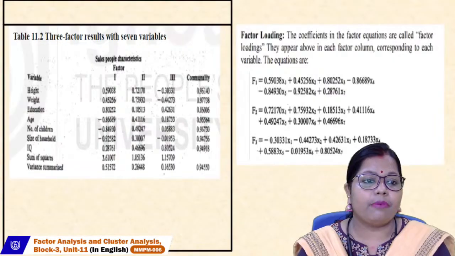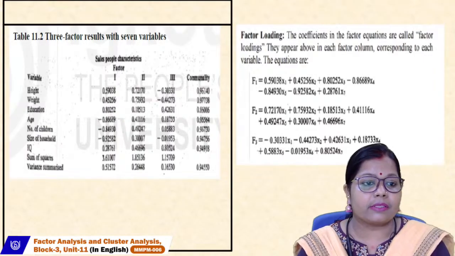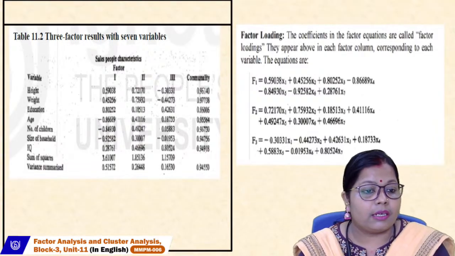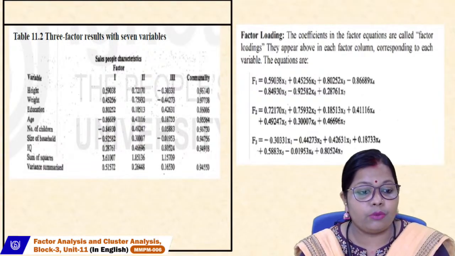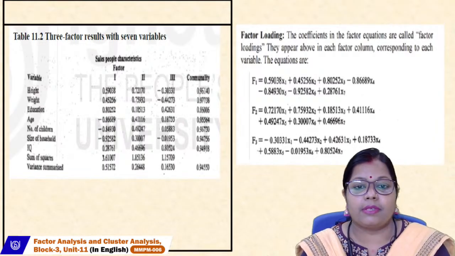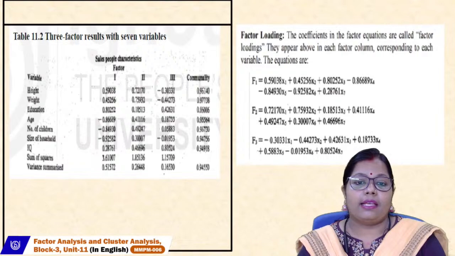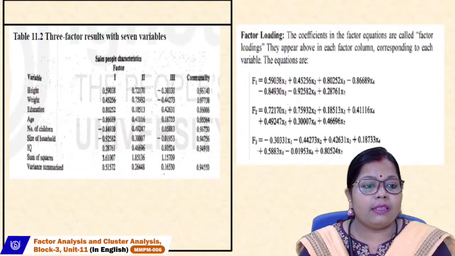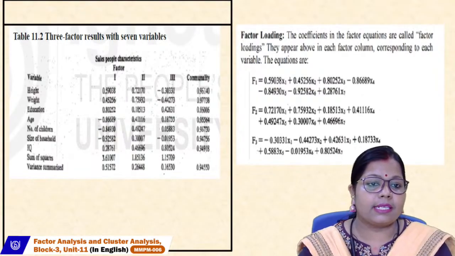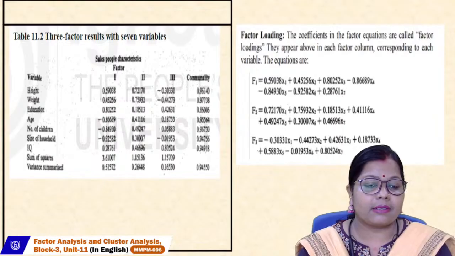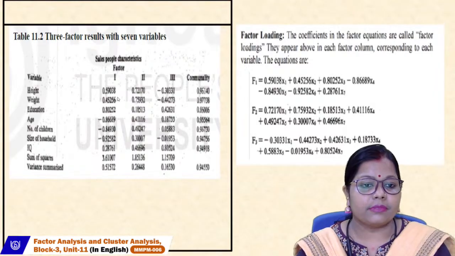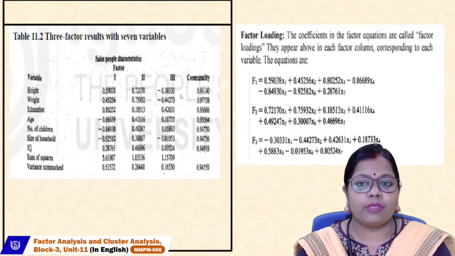We can see here in table 11.2, from the seven questions, we have derived three factors. The variables were previously height, weight, education, age, number of children, size of household, IQ. Then the sum of squares and variance summarize the calculation, and communalities have also been calculated, which I will discuss now. For factor one, as is clearly visible, we have named it salespeople characteristics, and overall we have three factors. These are the calculations.